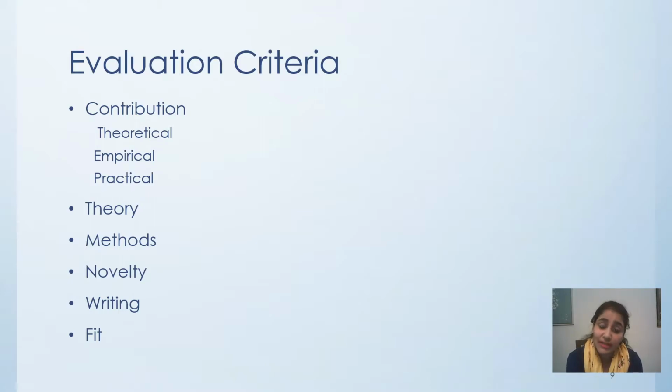Then comes the writing. Writing is basically the preferred structure of how a manuscript is written. We cannot go haywire, so there is a particular structure, and the manuscript should be written in that particular structure from start till end. Then comes the fit. By fit, we mean whether the manuscript fits well into the guidelines of the journal or not. If it is not fitting into the guidelines of the journal, it cannot be considered.